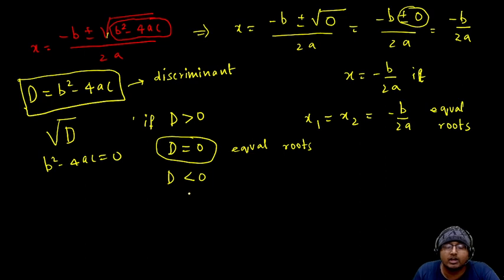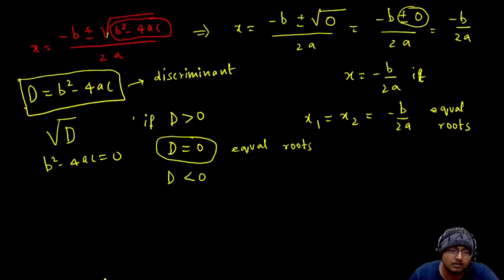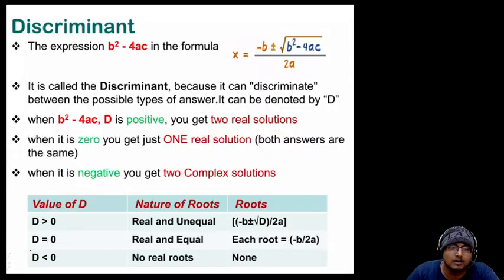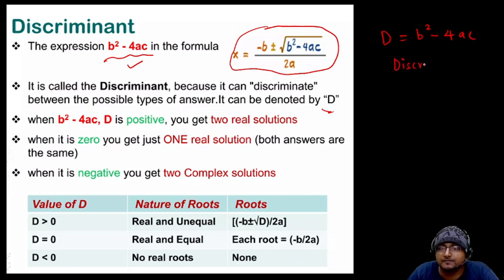So one more thing. What if d is less than 0 and d equal to 0? Let's see. The expression b square minus 4ac in the formula for the roots is called the discriminant, because it can discriminate between the possible answer types. It can be denoted by d, as I already mentioned. So d is equal to b square minus 4ac, where d is called the discriminant.